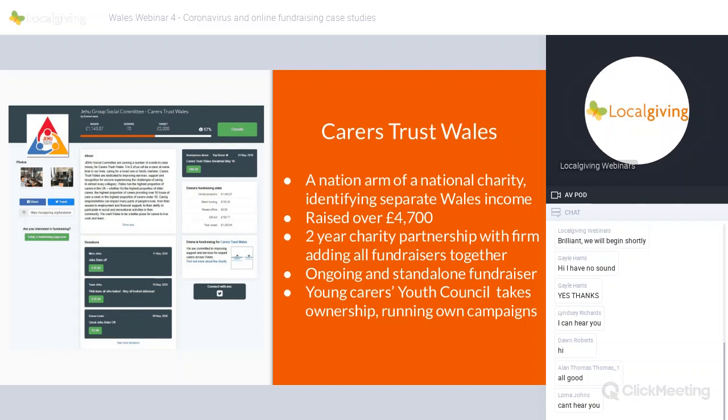They also have a youth council, which is a group of their young carers, and they encourage that group to take ownership of their own fundraising as well and run their own campaigns and fundraisers to get the income they need for the things that they're choosing to do that cost money. So in that sense, it can work really well if you're encouraging people to take ownership of what they're doing, and similar to some of the previous examples, you're really encouraging them to invest in their own fundraising because they're designing it themselves as well.